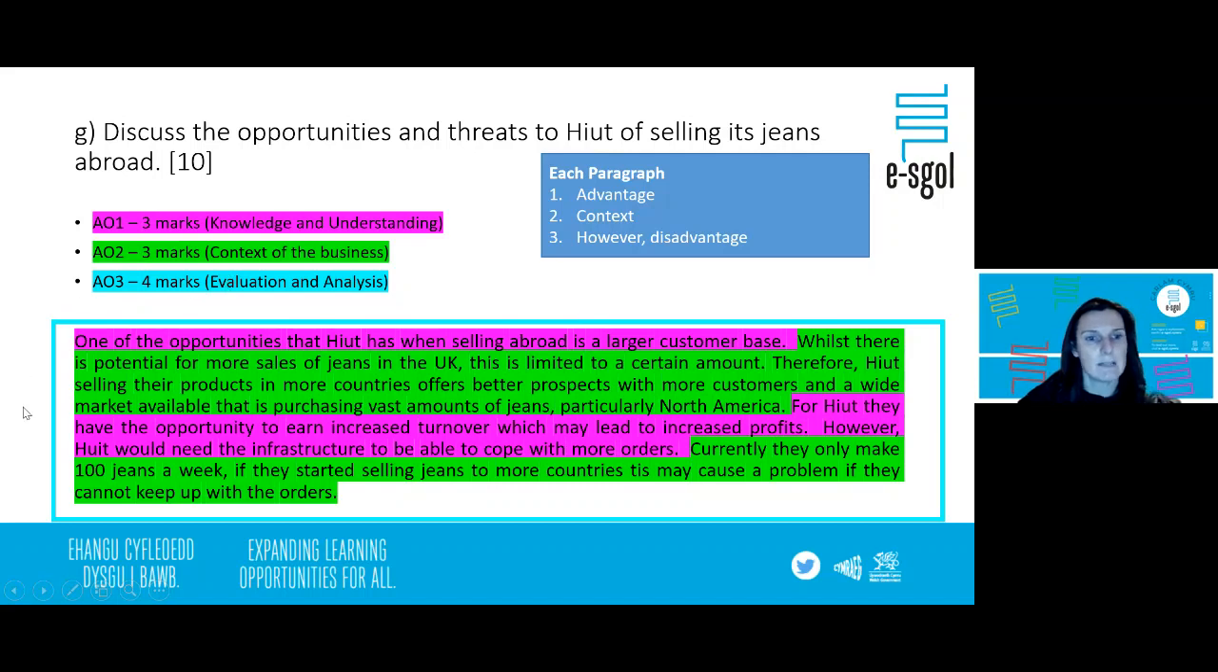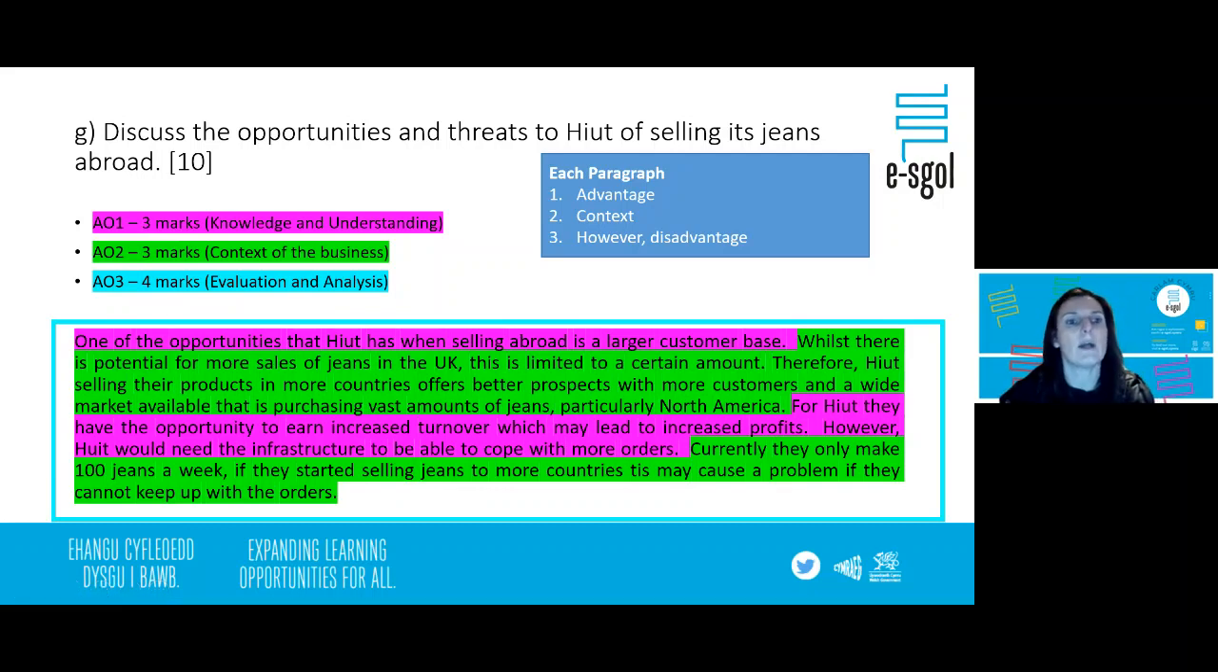You'll notice that this paragraph has got a blue sort of thing around it. That's because it's all adding to your AO3. So how you're writing it is adding to that AO3 mark. Now for a 10-mark question, I would say you should be writing about 3 paragraphs of this size to make sure you're going to get as many marks as possible, so 10 marks.